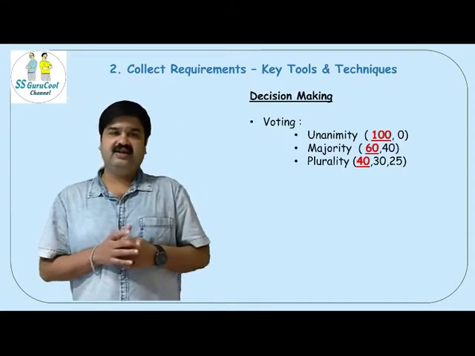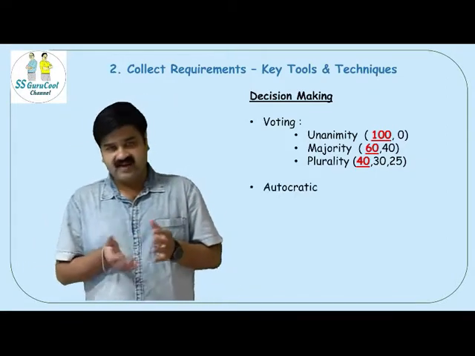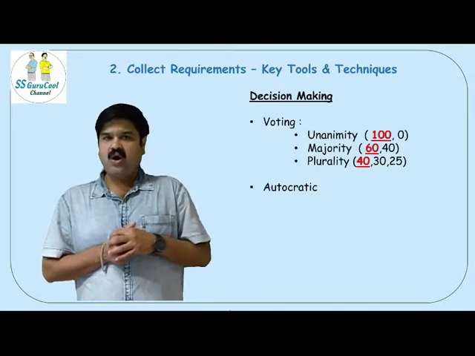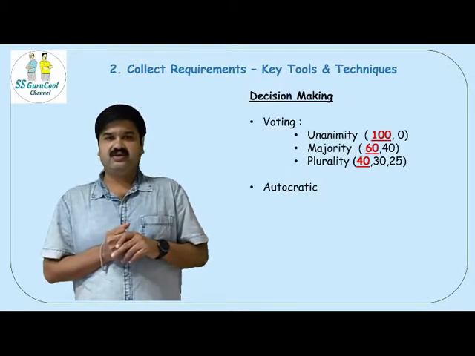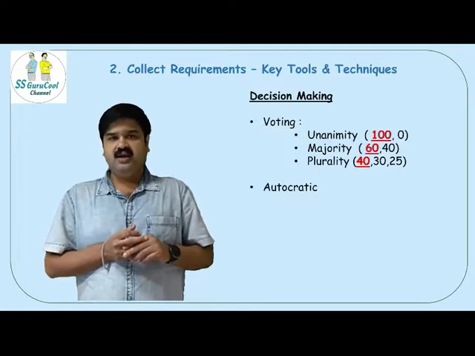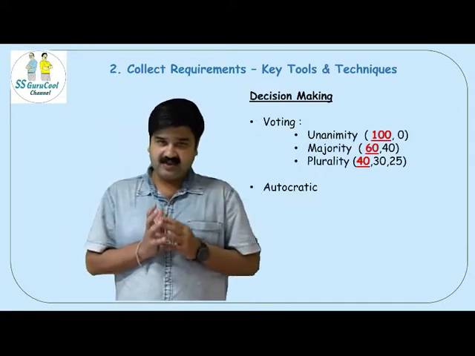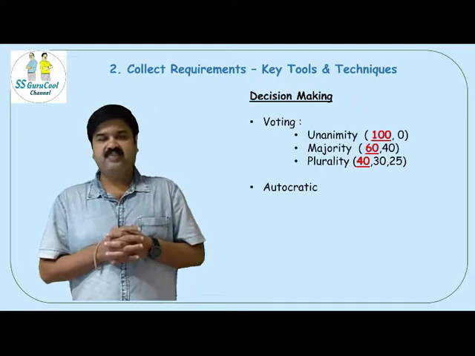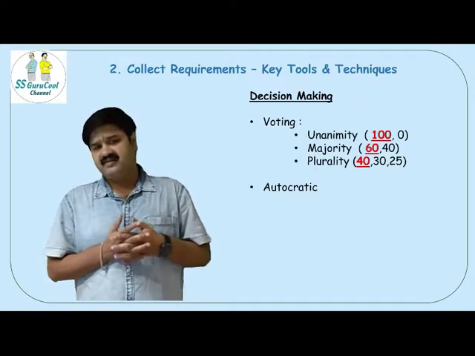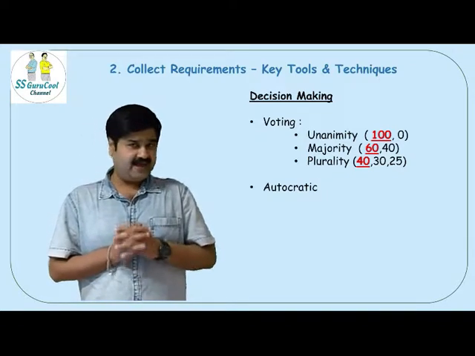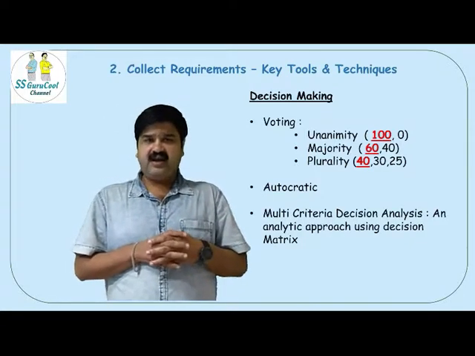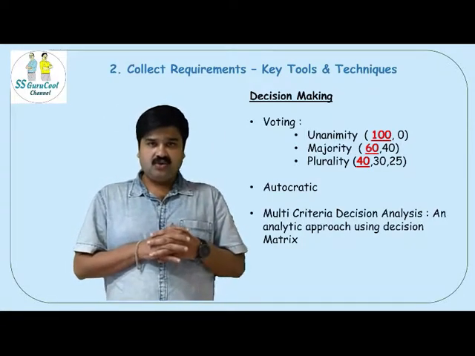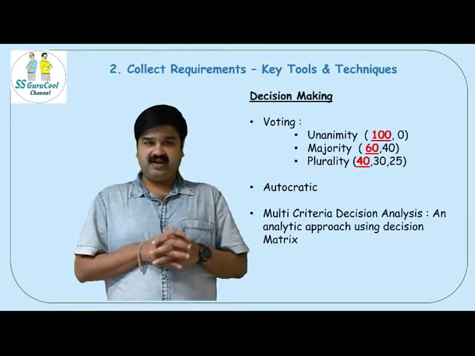Autocratic is generally a technique which is used when the time available is very less, or the people participating in the decision making process are quite new to the decision process and hence are not able to decide, or when it comprises a team of juniors. Not necessarily that autocratic decisions are bad. Multi-criteria decision analysis is an analytical approach to the decision making process.